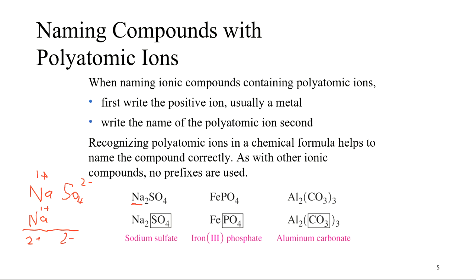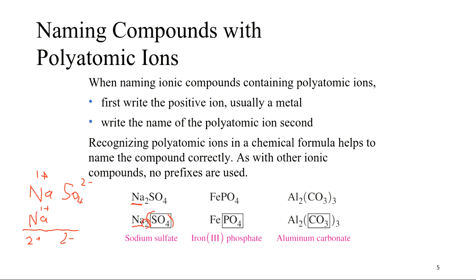So how am I going to write it? First step, I'm going to write the metal. Then I'm going to write the subscript because we want 2 atoms of sodium cations. And then between parentheses, I'm going to write the polyatomic ion, which will be SO4. How am I going to name this compound? I'm going to say sodium, which is the metal, and then the polyatomic ion, sulfate. So it will be sodium sulfate.